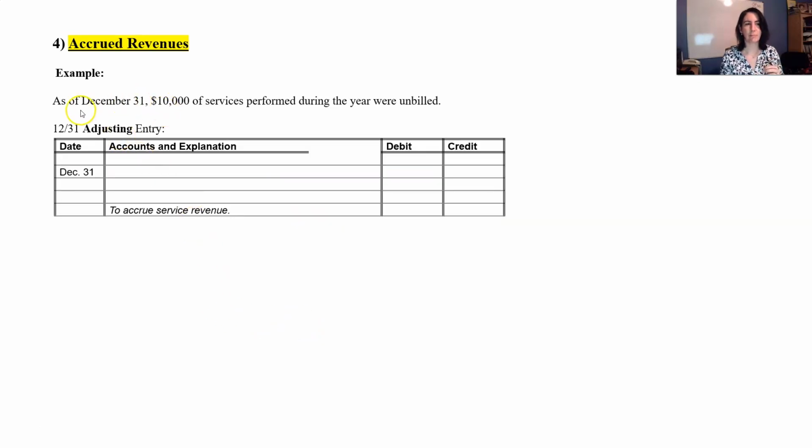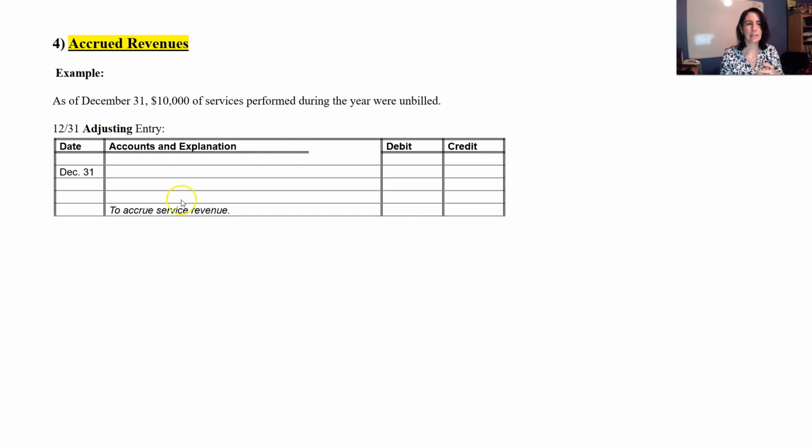This is kind of an easier one. As of December 31st, $10,000 of services performed during the year are unbilled. Okay, so imagine you're doing a big job for somebody and you just haven't sent them the bill yet, right? They owe you the money, but you just haven't sent the bill because maybe it's this big, long job and you just haven't sent it to them.